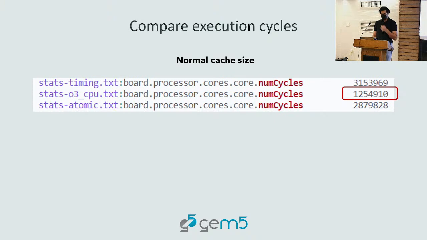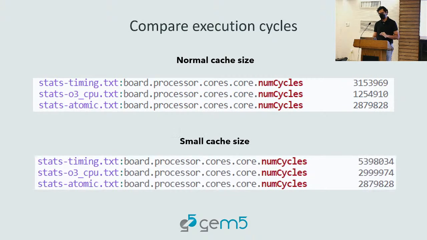Now let's try to compare the execution cycles across the small cache and the normal cache size. When I did this, I got these numbers. The top is the number of cycles for the normal cache, and the bottom is for the smaller cache. So let's start with Atomic CPU. Let's see how the Atomic CPU compares between the two cache sizes. If you look at the number of cycles, this is the same number of cycles. Doesn't matter the cache size.